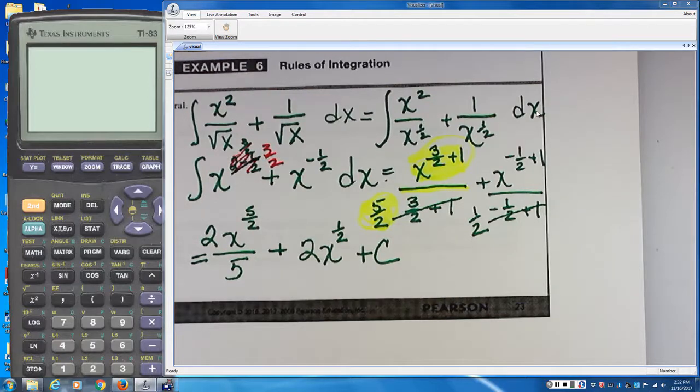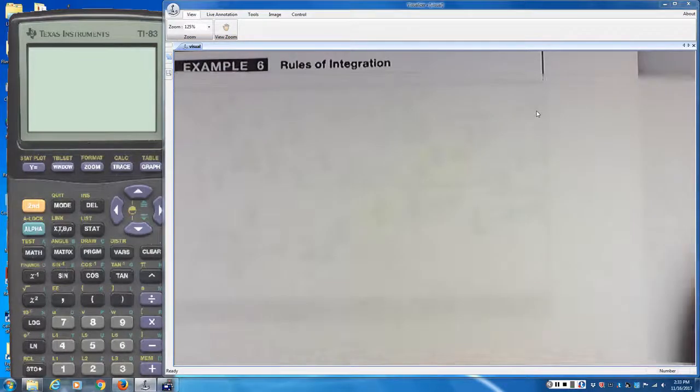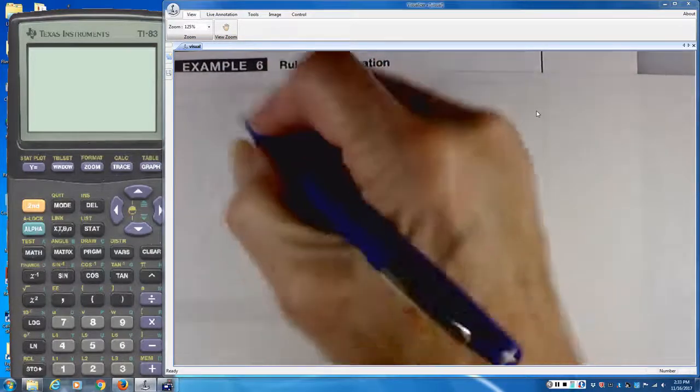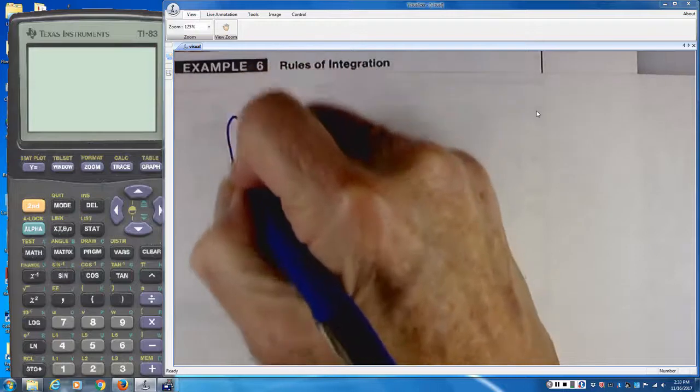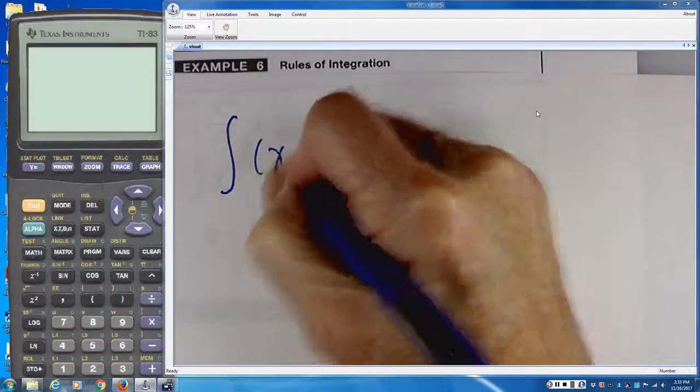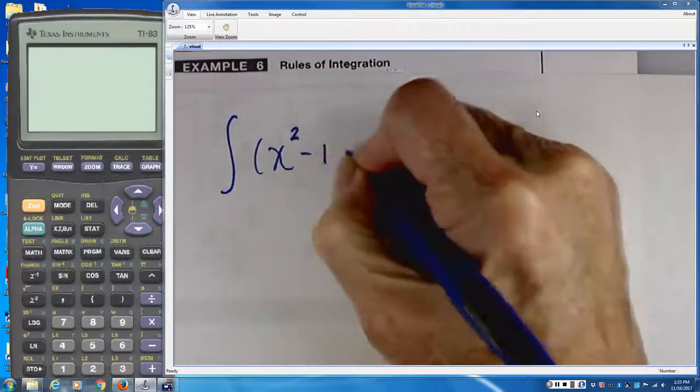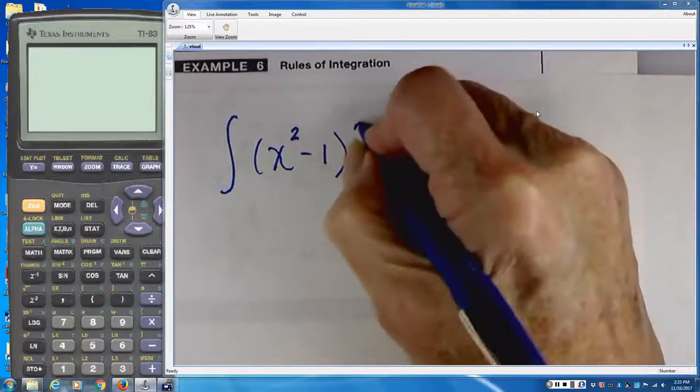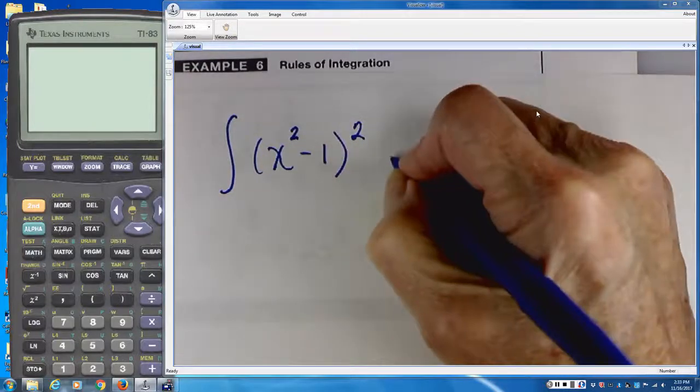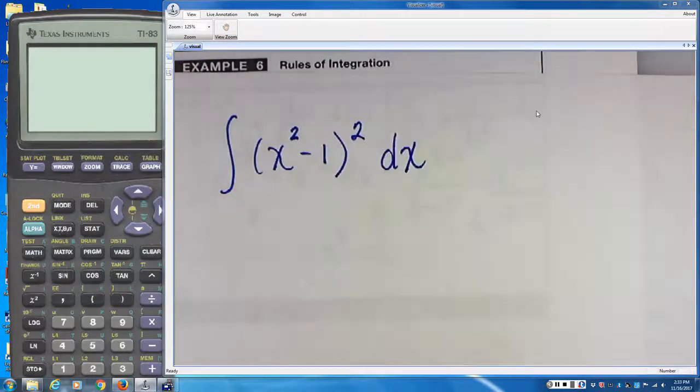Okay, let's see if we can work on the next one. And since I've kind of covered up my paper there, let me get a sheet of paper to work on the next one. The next one is the integral of x to the 1/2 minus 1 in parentheses and then on the outside of the parentheses is a square dx.